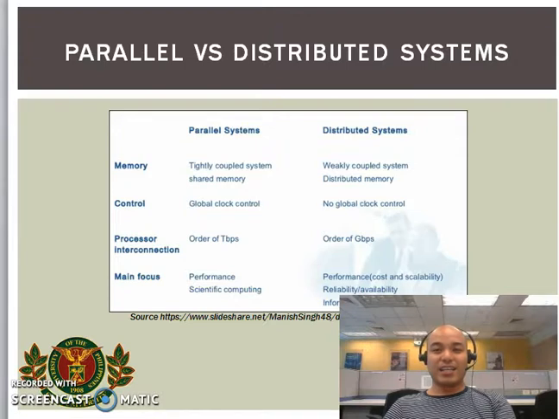And lastly, the main focus of parallel systems is its performance. So its use is basically for scientific computing. And for distributed systems, it is a mix of cost, scalability, reliability, and availability. And one of its uses is for information and resource sharing only.